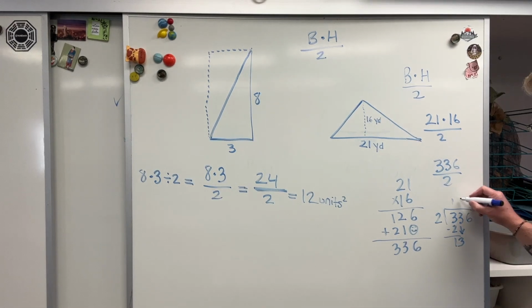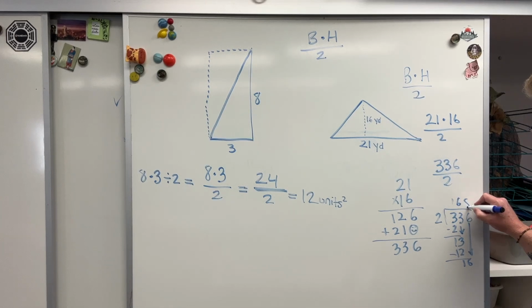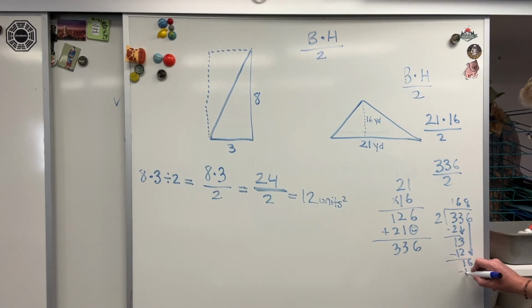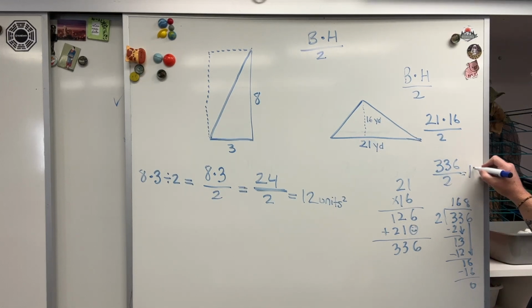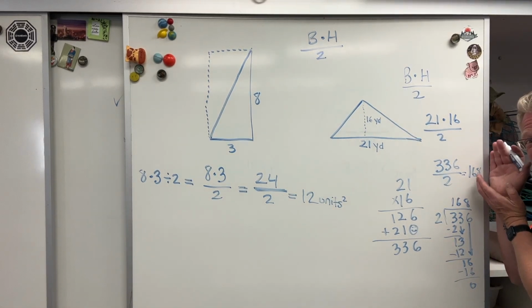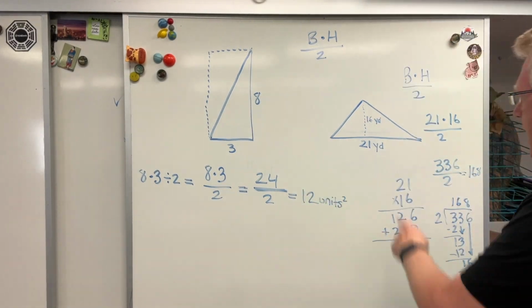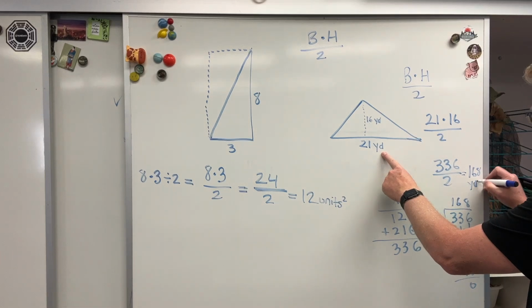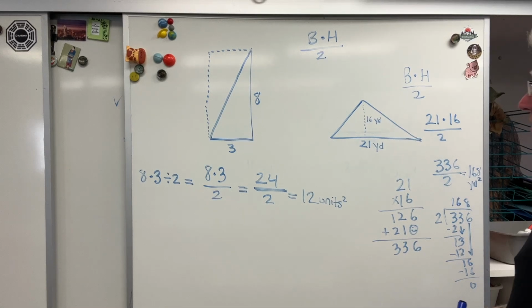All right, 2 goes into 13. I don't know, what? 6 times. 6 times 2 is 12. Subtract, I get a 1. Bring down your 6. 2 goes into 16, 8 times. 8 times 2 is 16. Subtract, you get 0. So our answer equals 168. I crammed up against the edge here. Why'd I do that? Some of you do that. Why do we do that? I don't know. Yards squared. Square yards. 168 square yards is the final answer.